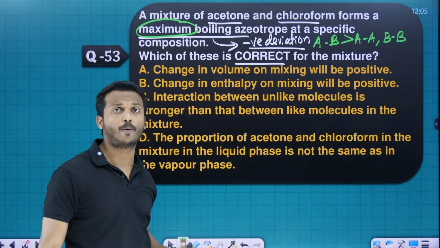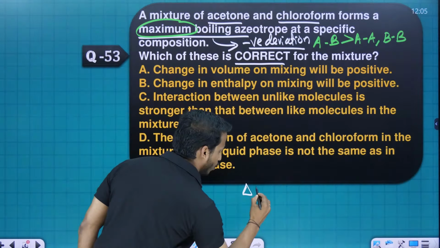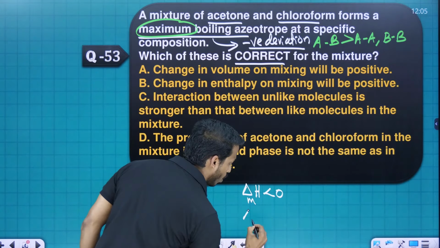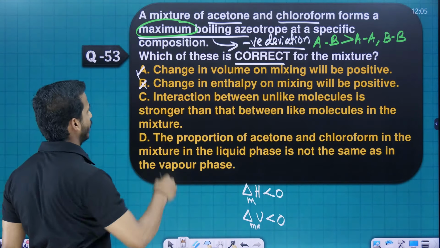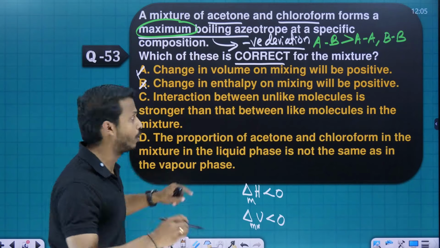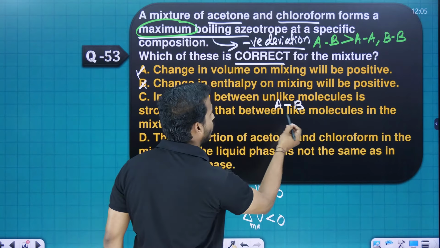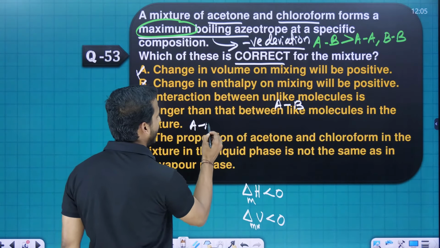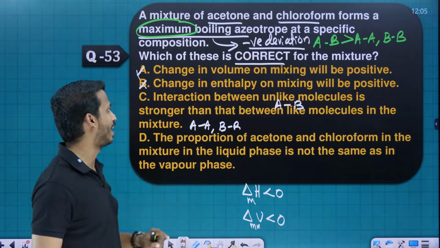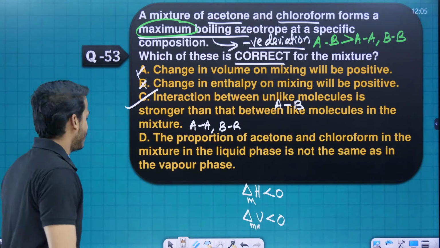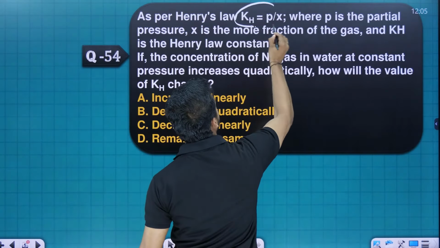Which is correct? Change in volume on mixing will be positive. No, negative deviation means delta H mixing less than 0, delta V mixing also less than 0, not greater. So options A and B are cut. The interaction between unlike molecules, which means A and B, is stronger than that between molecules in the mixture, that means AA and BB. Correct or not? Yes. AB interaction is stronger for negative deviation. Let's go with option C.